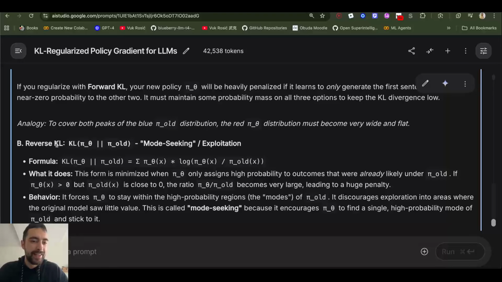And reverse KL is going to be the opposite. Here, the lowest divergence, the lowest error, will happen if the new model looks at the old model, looks at the highest probabilities, and then assigns even higher probabilities to those. And you can set very low values or zeros on the others. So, to summarize, reverse KL will be best if the new model makes high probabilities even higher and low ones even lower, which is the opposite of the previous one, where it made everything more equal or uniform.